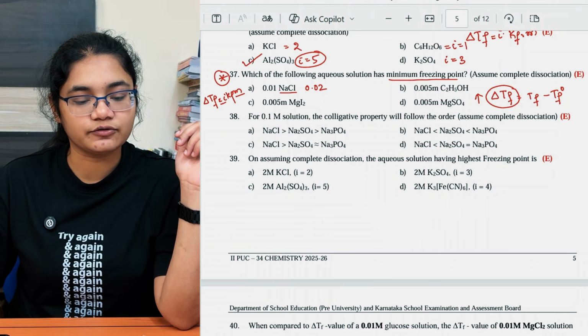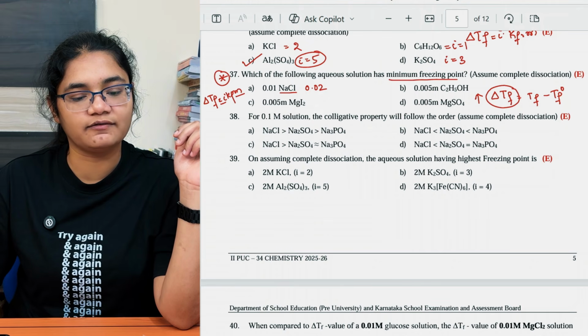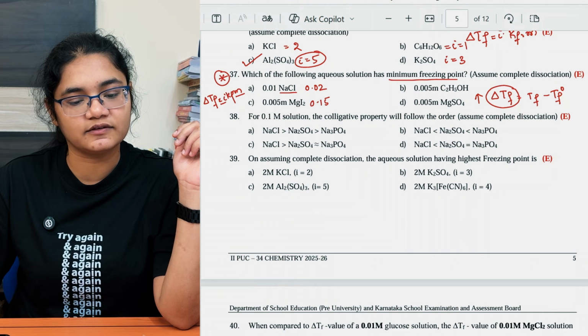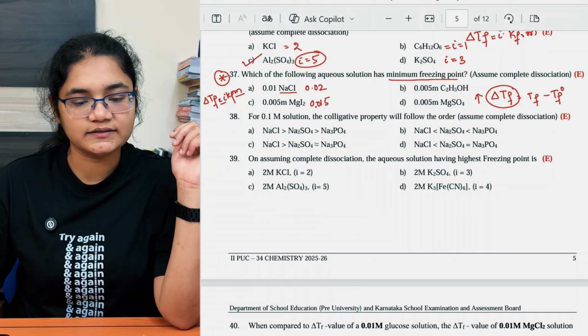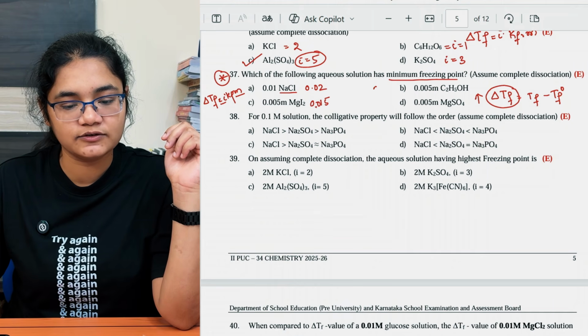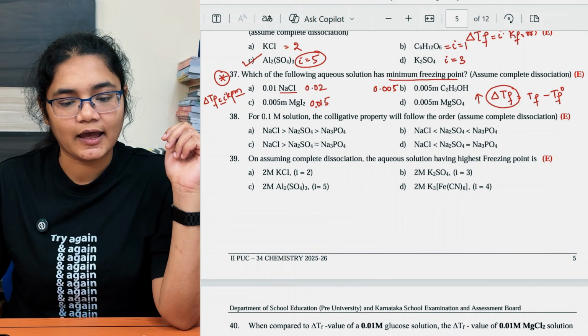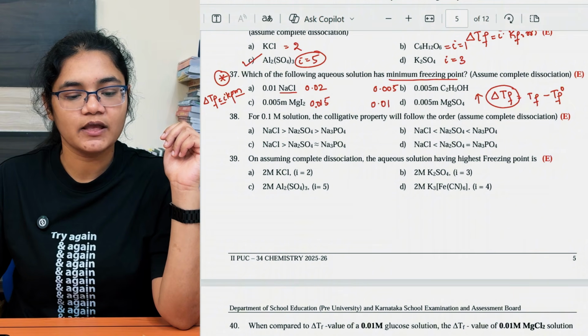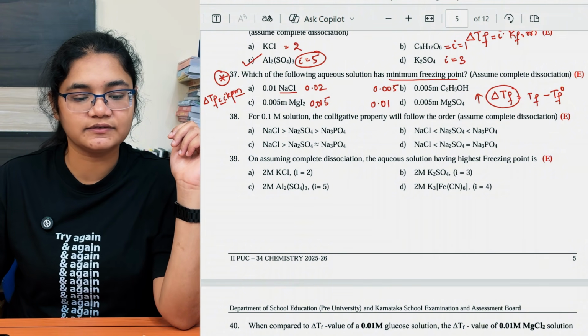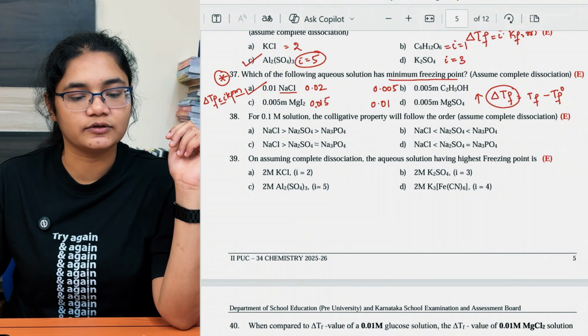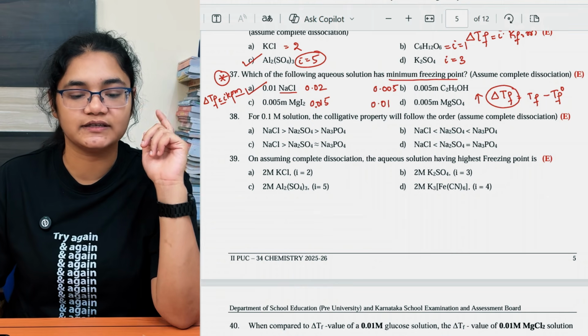Here the i value is 3. So if I multiply 0.005 into 3, I'll get 0.015, right? Next, for this one, the i value is 1, so it will be 0.005. And here it will be 2, so I will get 0.01. Now if you see where the ΔTf value is maximum, it is option A. So that is why this will have the minimum freezing point.